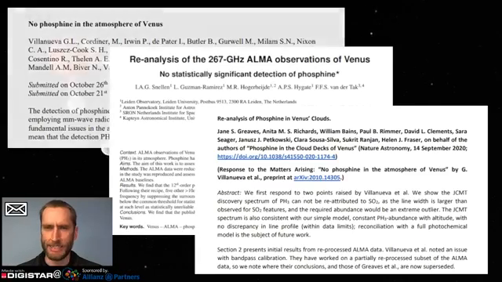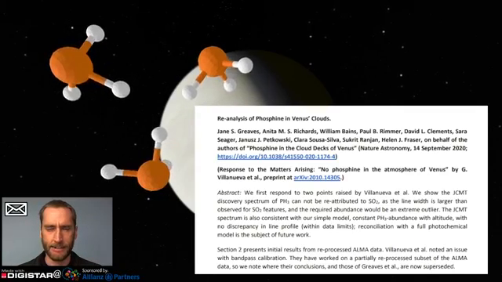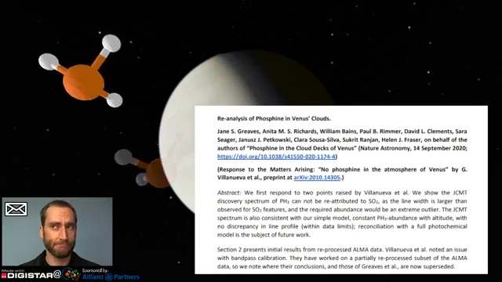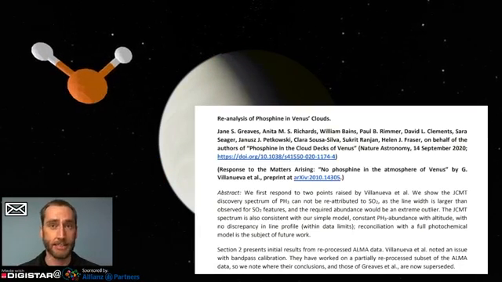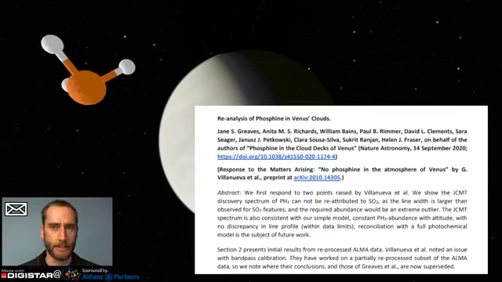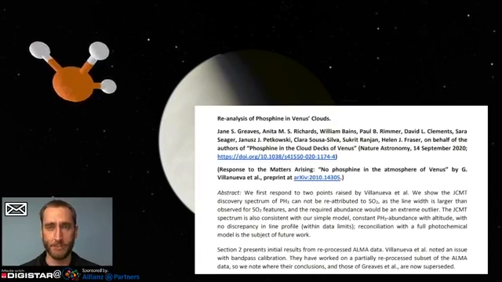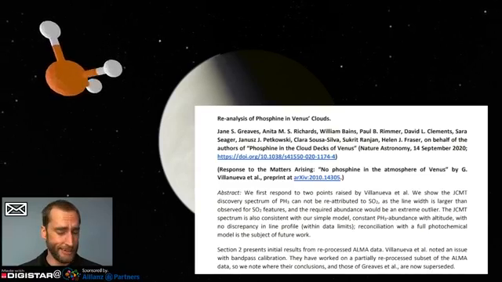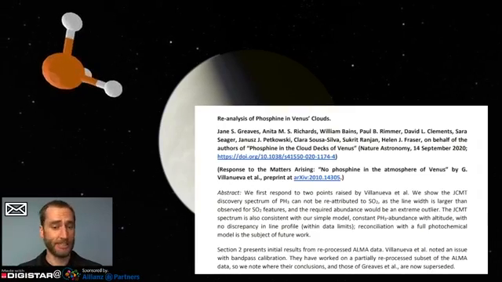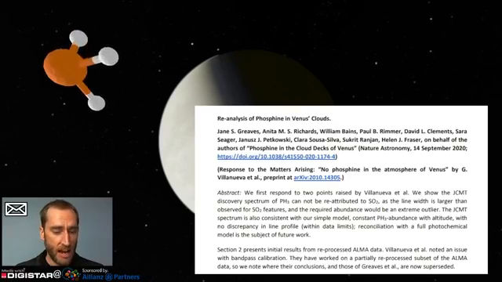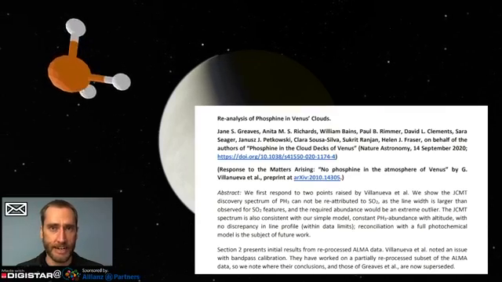Some of these eureka moments aren't exactly right away. Now, what the original discovery team is now saying: we made some adjustments to our analysis. We still see that signal of phosphine, but it's at a much lower level than we originally thought. So could this now be explained naturally? Is it just some kind of geology on Venus that is creating this gas? Well, maybe, but there's still some uncertainty here.